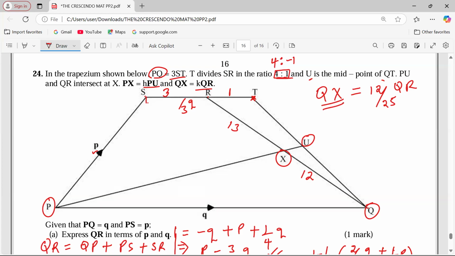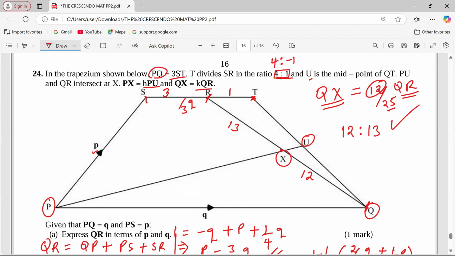I'm trying to interpret this relationship. From Q to X is 12 out of 25 of QR, and QR is from here to the end where there is R. So if we have 12 proportions out of 25, the other side is 13. The total proportions are 25. So the ratio of RX to XQ is 13 to 12. But now we need the ratio in which X divides QR. So X is dividing QR in the ratio 12 to 13. That is the answer.